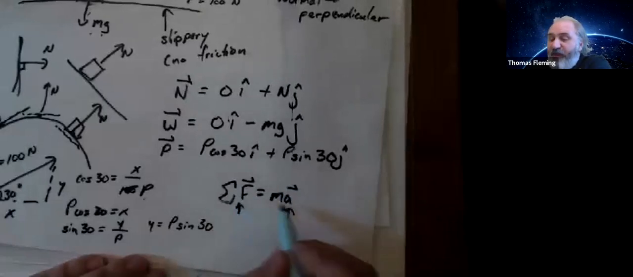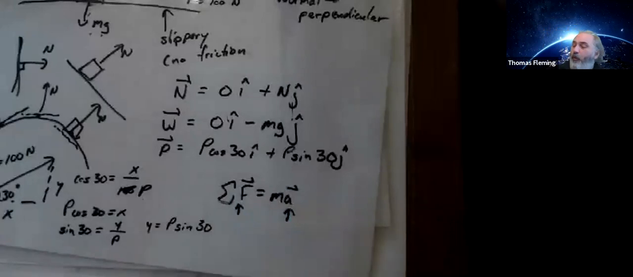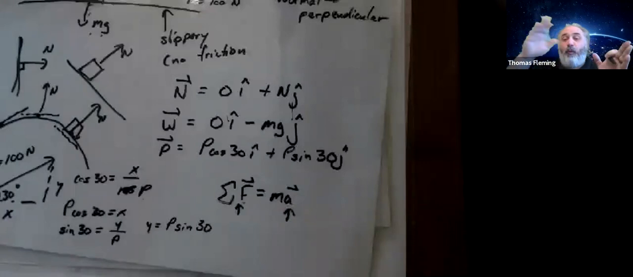The thing that I have to remember is that F is a vector, A is a vector. So both of these things are vectors. And so when I say I'm adding up all the forces, I have to do them like a vector. And remember what happens when you add vectors? You add the X parts to the X parts and the Y parts to the Y parts separately.